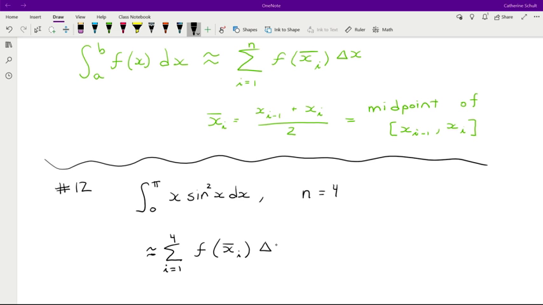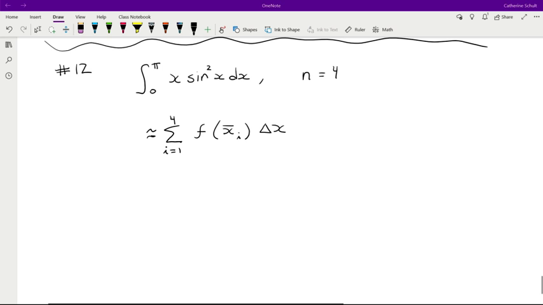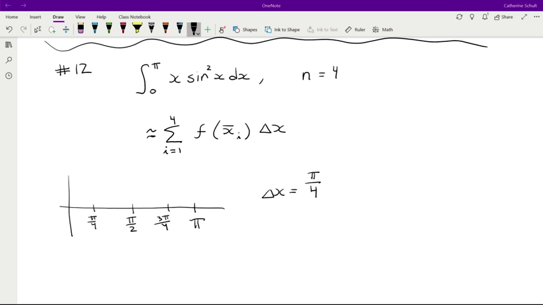So we have to figure out the midpoints and we have to figure out delta x. Delta x is the length of the rectangles. If we have an xy plane going from 0 to pi, and we want 4 rectangles, we have to evenly divide that into 4 pieces. Sometimes we can do it just by looking, or we also have our formula: b minus a, pi minus 0, divided by 4. So delta x is pi over 4.